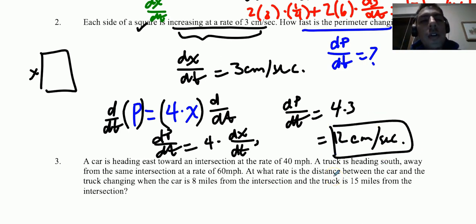In other words, when the side of the square is increasing at a rate of 3 centimeters per second, the perimeter will also be increasing at a rate of 12 centimeters per second. Whoa!